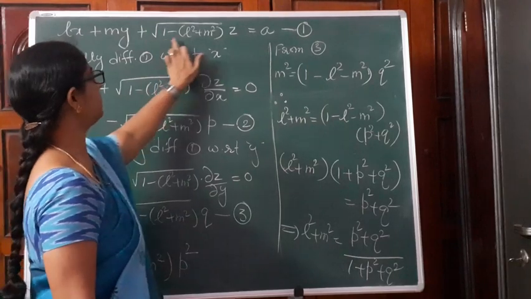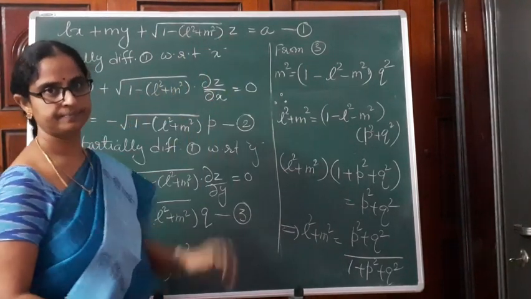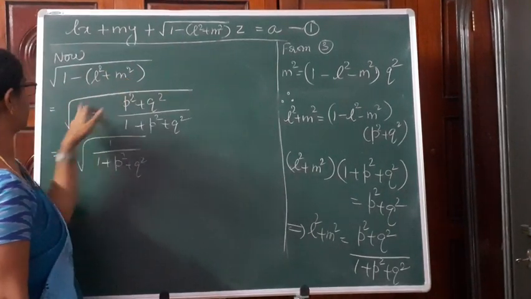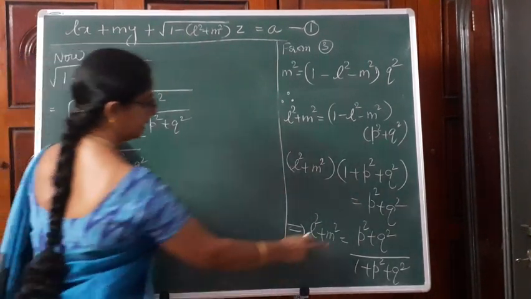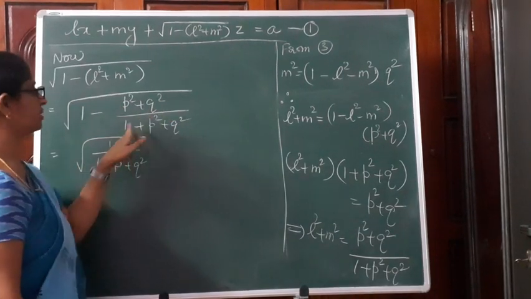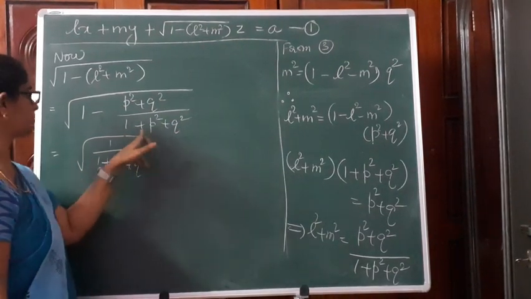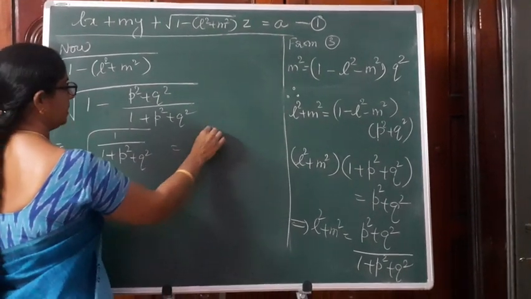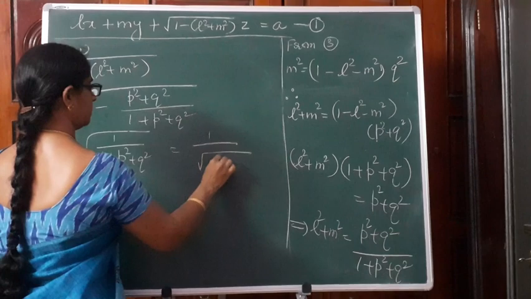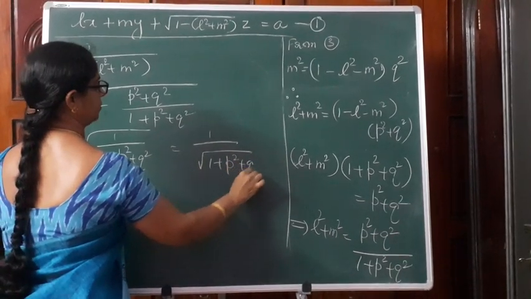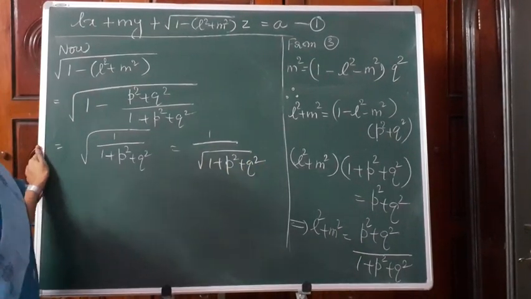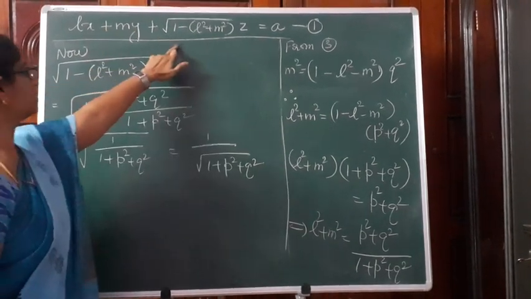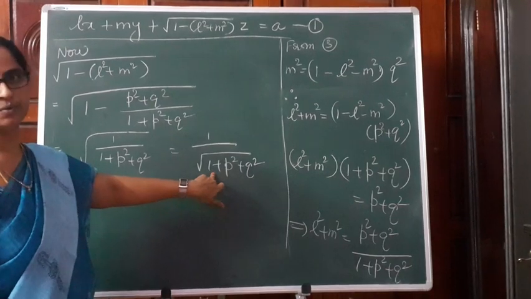Now we find 1 minus L square plus M square. Now we consider square root of 1 minus L square plus M square. That is square root of 1 minus L square plus M square is P square plus Q square by 1 plus P square plus Q square. We take LCM and simplify, we get root over 1 by 1 plus P square plus Q square. That is 1 by root over 1 plus P square plus Q square. So we have L, M and square root of 1 minus L square plus M square with us.